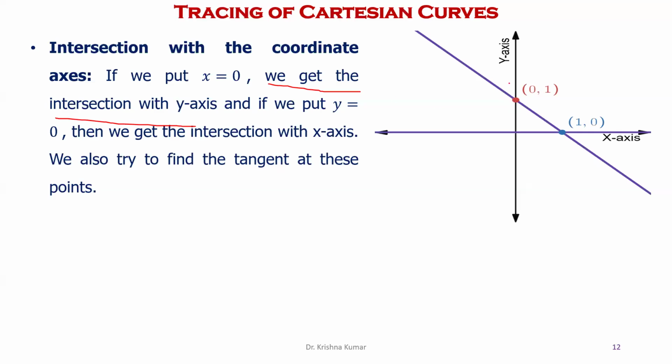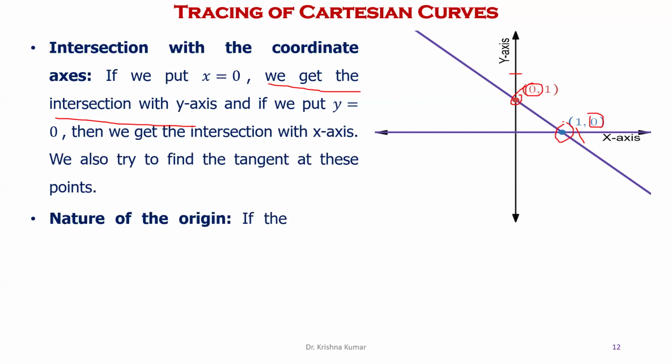Now just look here. This is the y-axis, this is the x-axis. So if we put x equal to 0 over here, we get the intersection with the y-axis. If we put y equal to 0 over here, we get the intersection with the x-axis.